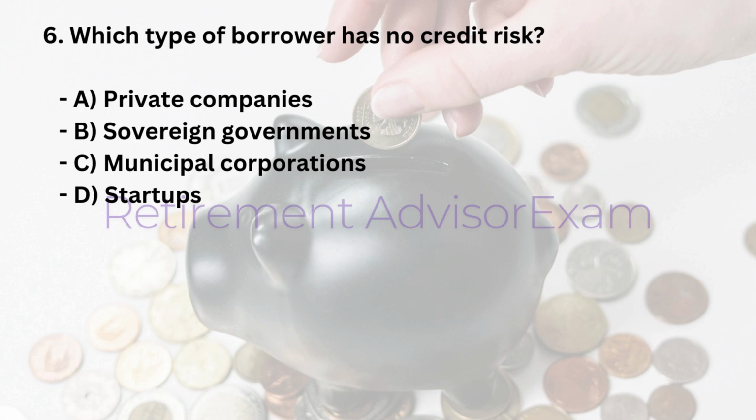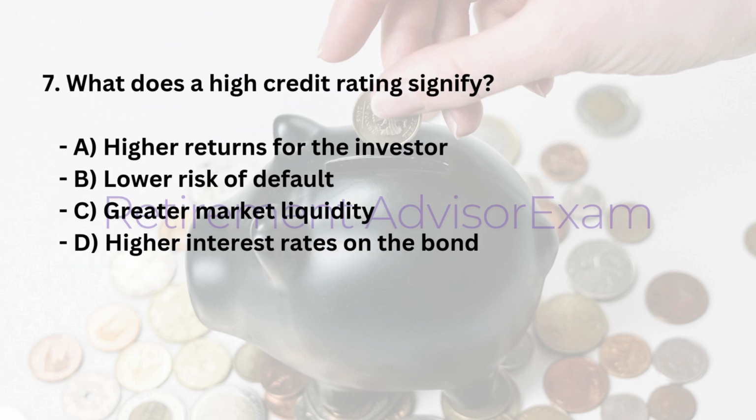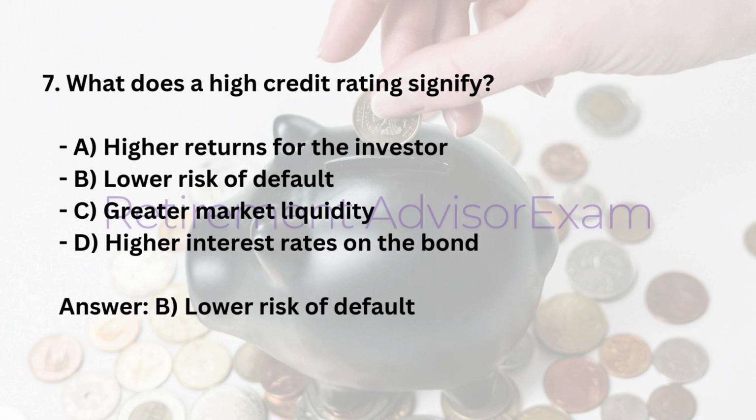6. Which type of borrower has no credit risk? A. Private companies. B. Sovereign governments. C. Municipal corporations. D. Startups. Answer: B. Sovereign governments. 7. What does a high credit rating signify? A. Higher returns for the investor. B. Lower risk of default. C. Greater market liquidity. D. Higher interest rates on the bond. Answer: B. Lower risk of default.